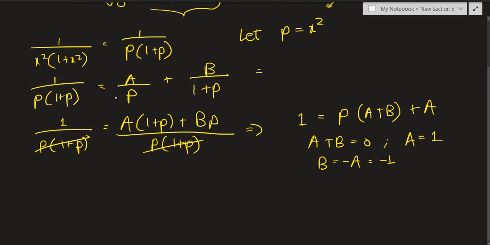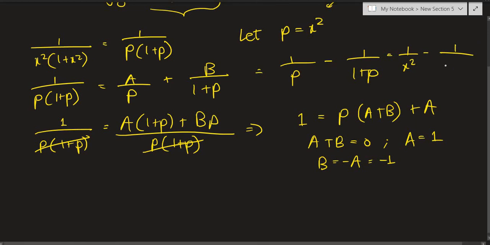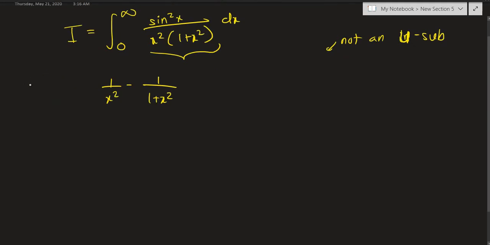Nice. We can therefore write this fraction as 1 over p minus 1 over 1 plus p. But what was p? x squared, right? So we can resubstitute back and get 1 over x squared minus 1 over 1 plus x squared. So using partial fraction decomposition, we split our fraction 1 over x squared times 1 plus x squared into 1 over x squared minus 1 over 1 plus x squared. But what was remaining?